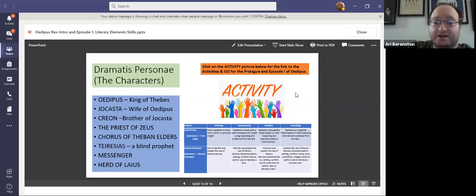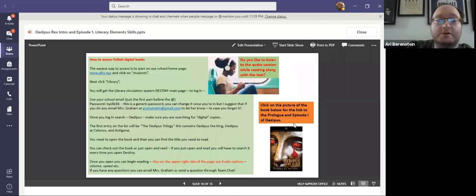If you click on the activity here, you'll be able to go to the activity page. If not, you can just click on a separate link here. We are giving you the story. We want you to use our version, but there are other ways to read the story. If you like listening, the audio version is available through the library. The slide explains how to access that.